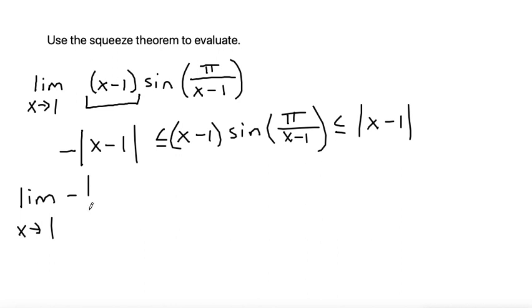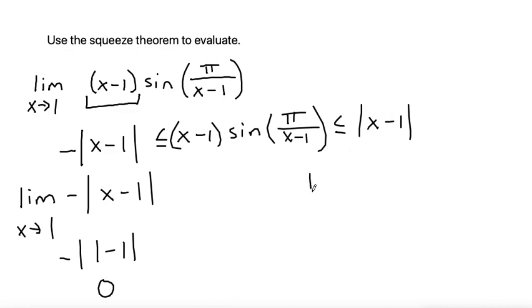So this is the negative of the absolute value of x minus 1. If we do direct substitution, that would be the negative of the absolute value of 1 minus 1, which is equal to 0, and the negative of 0 is just 0.